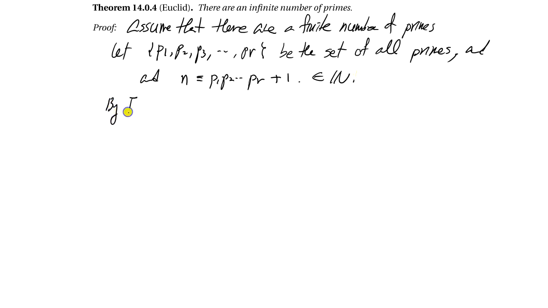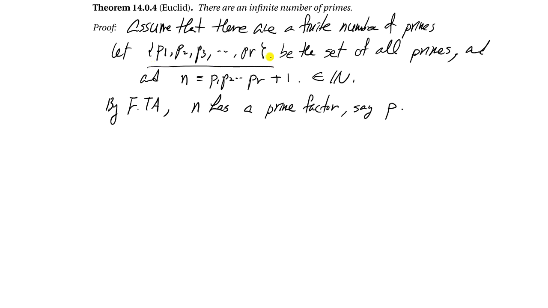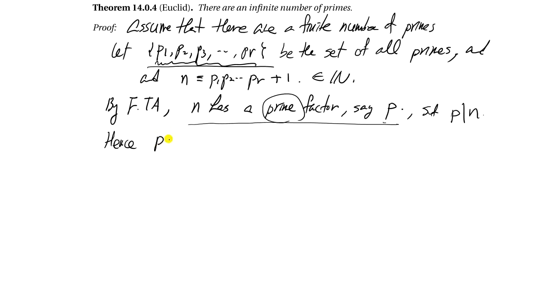So by the fundamental theorem of arithmetic, we can claim that it has a prime factorization. So it must have a prime factor, a prime divisor, which we don't know yet. So let's say p. Then we are already assuming that this set is the set of all possible prime numbers. And n has a prime factor p, a divisor of n, and it's a prime number, which means this p must be one of these. We don't know which one. So we can claim that p must be a certain pk, where k is just an index, 1, 2, up to r, one of them.